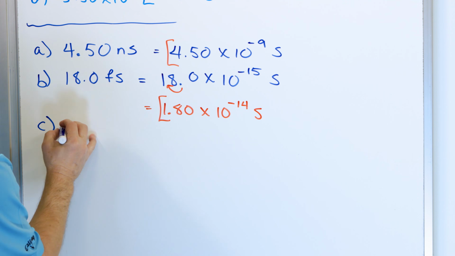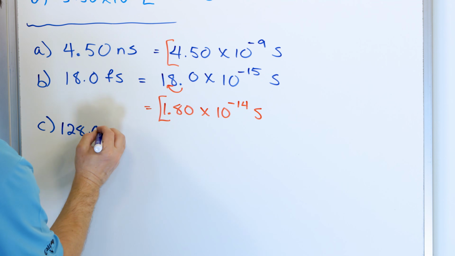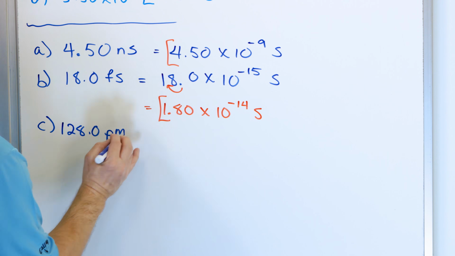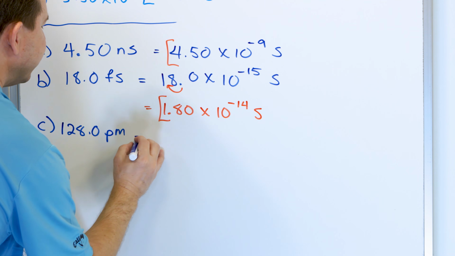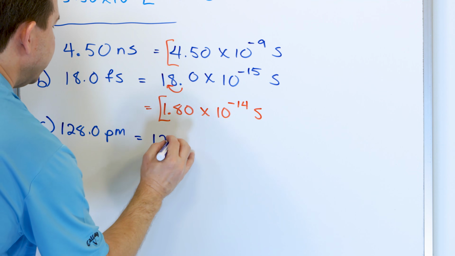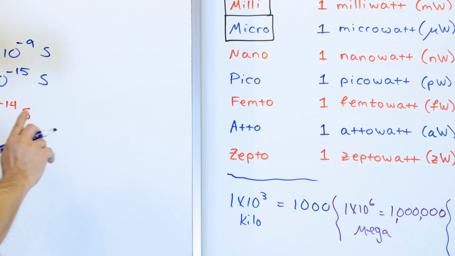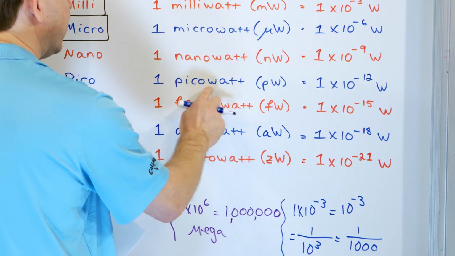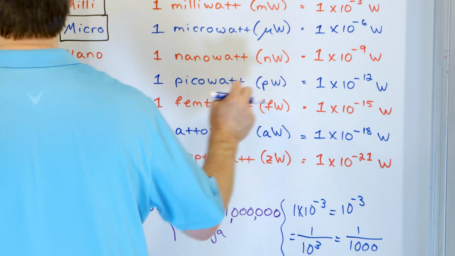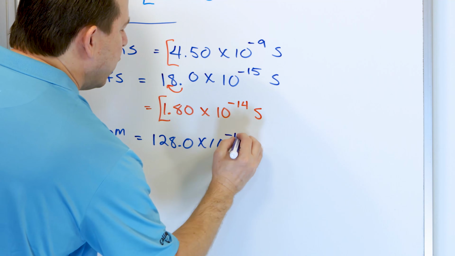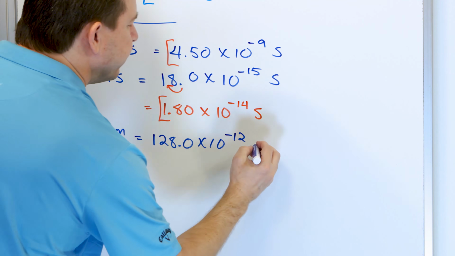We have the same thing going on, 128.0, and it's picometers, right? Pico. So what I do is I say, well, that's 128.0 times 10, and what does pico mean? I go over here to pico, pico watt, pico meter, whatever it is, it's 10 to the minus 12. 10 to the minus 12, and we're talking about meters.